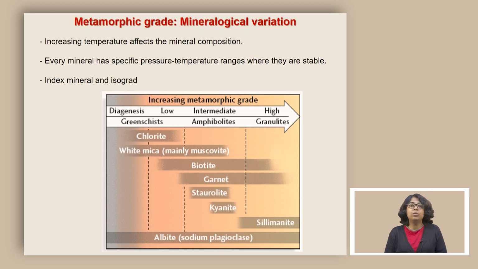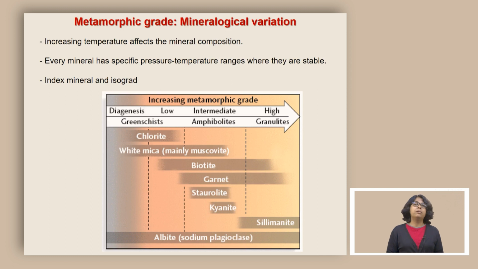Moving on to a slightly different aspect of variation is the mineralogical variation. So far we have been talking about the textural variation, but it can also be the composition of the minerals that we are looking at. Increasing temperature affects mineral composition. In fact, pressure also plays a role in terms of mineral composition, but in a slightly different way.